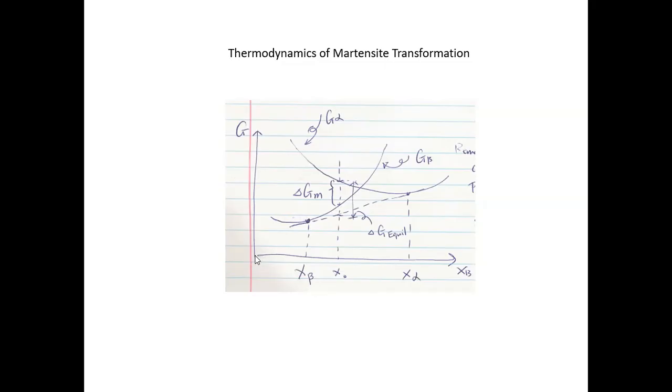So the horizontal axis is your composition, right? We have focused on the composition of the solutes, which is B atom, and then we have two candidate solid phases we can choose from. One is the alpha phase, the other one is the beta phase, right?